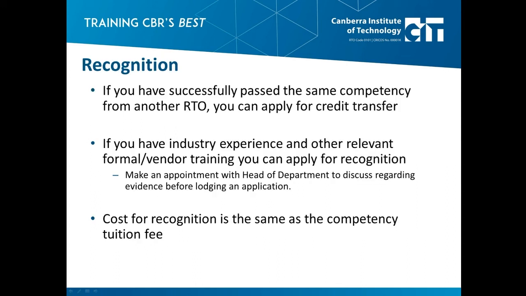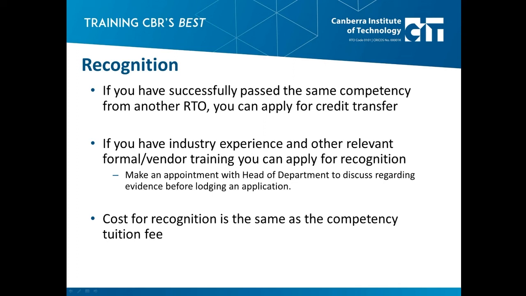If you have successfully passed the same competency from another RTO, you can apply for credit transfer. Now, this will have to be the exact same competency, so the same national ID and the same name for the unit of competency. If you apply for a credit transfer, this will not cost you any additional fees.